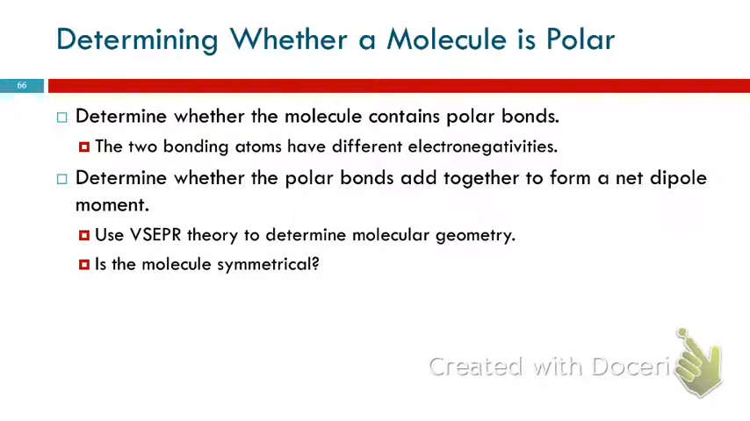This is what your book says the steps are. I'm going to tell you a shortcut in just a minute. Does the molecule have polar bonds? Figure out whether those bonds add together to form a net dipole moment. So you have to use VSEPR theory to find the geometry and then decide if it's symmetrical.